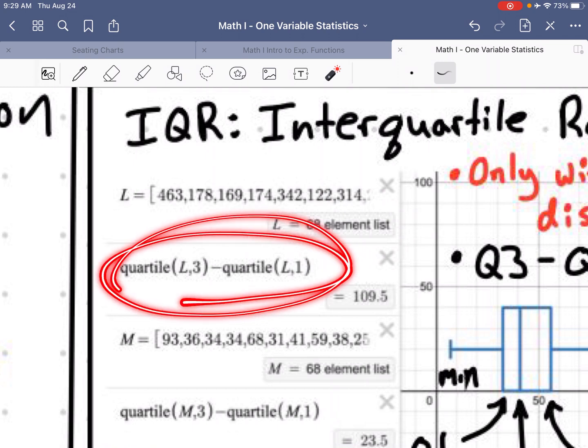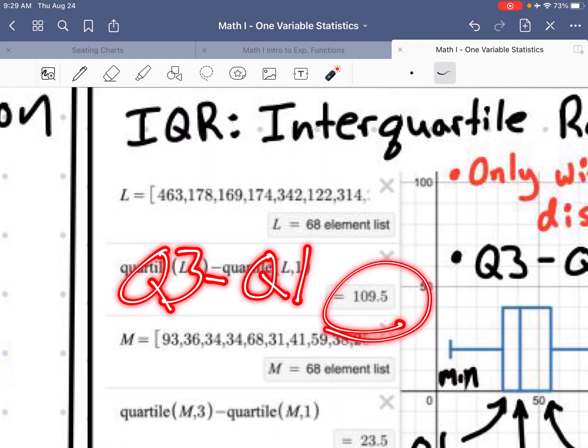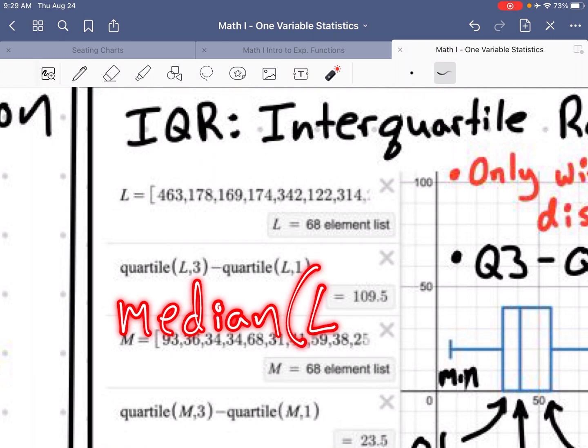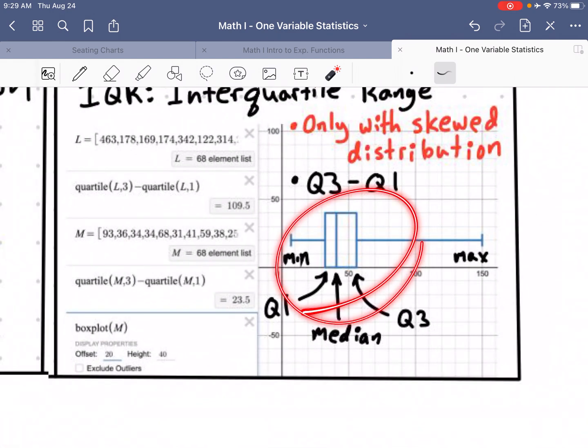This is how we calculate IQR using Desmos. This quartile parentheses L comma 3. What this is saying is I want the quartile from list L, and it needs to be the third quartile. So this right here, all this just represents Q3, and all of this just represents Q1, and that's where we get that IQR from. Now you can actually also use this to calculate the median. You could just type in median, and then in parentheses put the name of your list, L for Linda. I've got two different lists here. But anyway, here's the visual of what I mean.